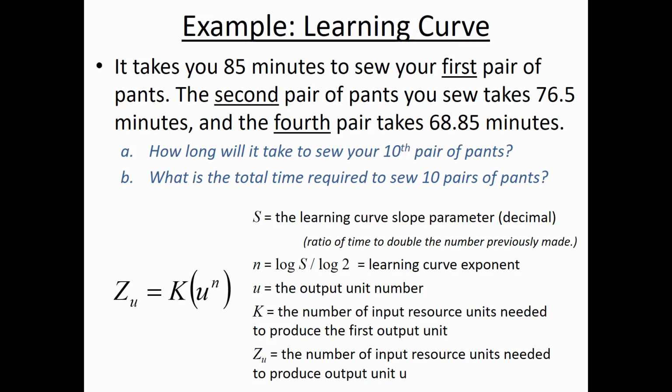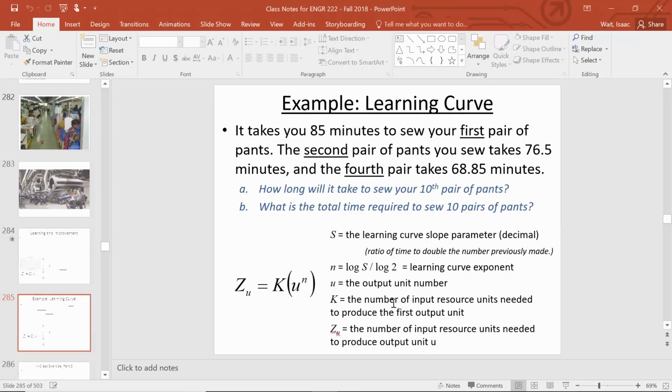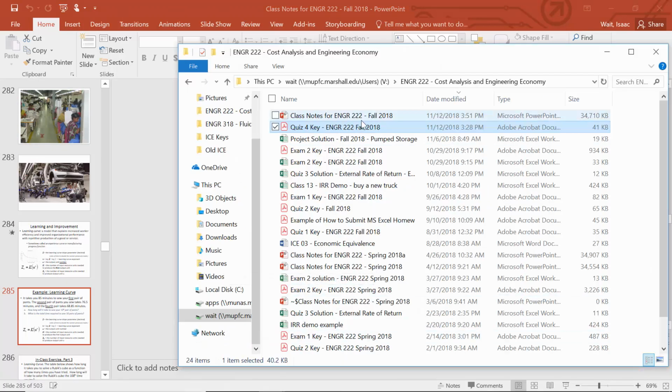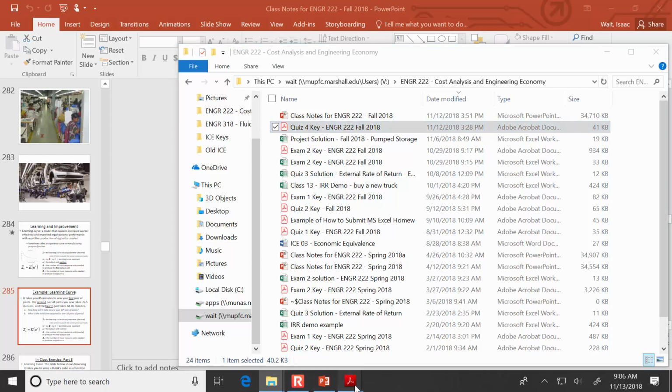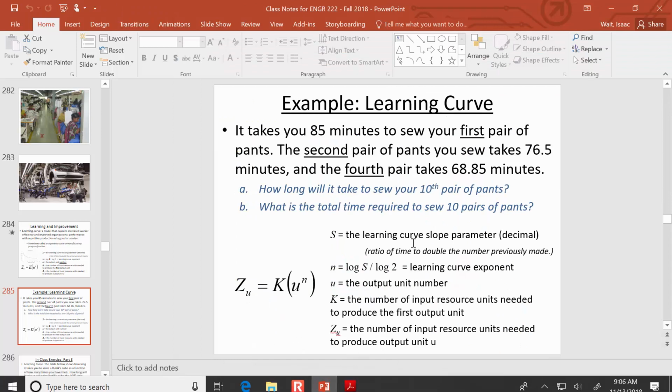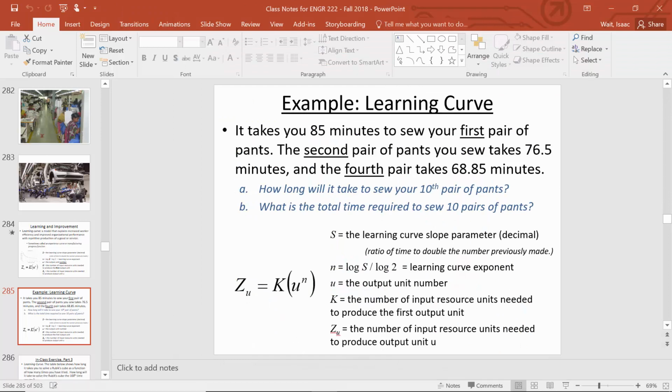So we have to check and make sure that it makes sense. It's going to be less time as you gain experience, so it should be less than the lowest that we have here in the problem statement, 68.85. But you can see that the increment of improvement is definitely slowing down. All right. So that's an illustration of how the learning curve is used.